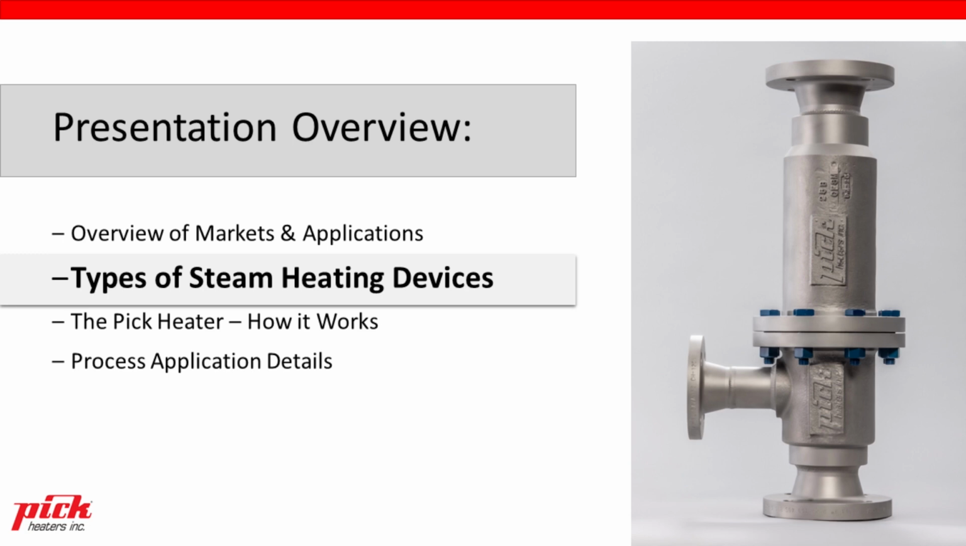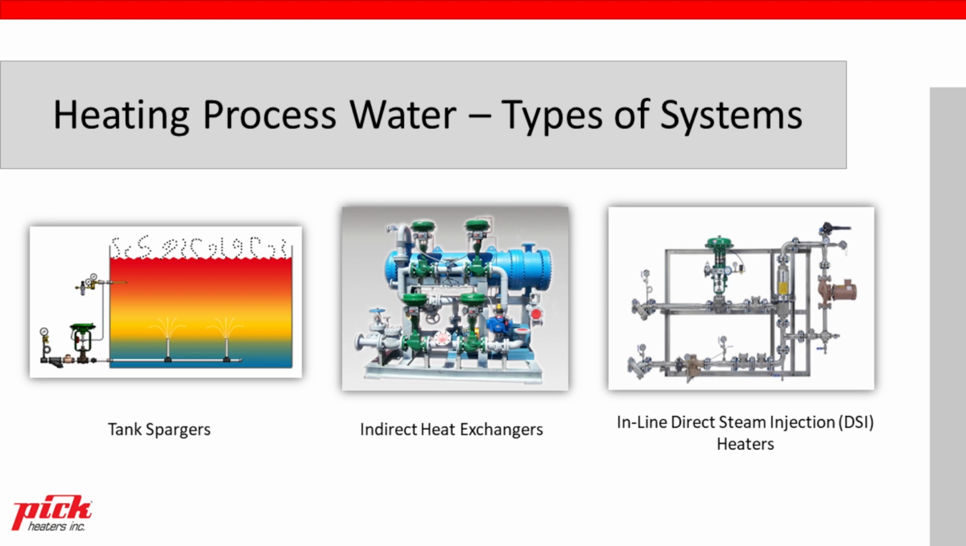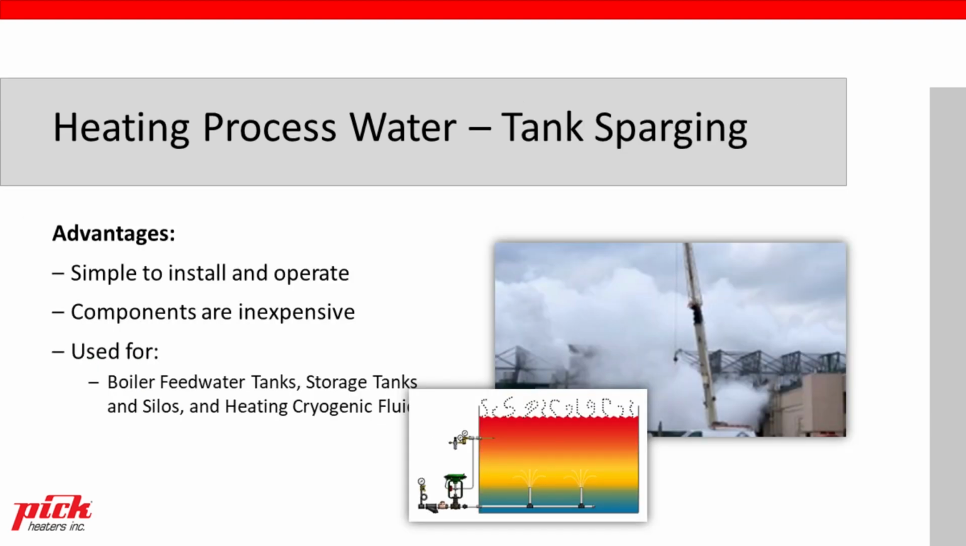Moving into the types of steam heating devices, we've put this into three different categories. We start with the simplest form, the form that I think of as the crudest form of steam injection, which is tank spargers, and they're used quite commonly. Then you have indirect heat exchangers, which can be both shell and tube and plate and frame or plate heat exchangers, and then inline direct steam injection or DSI heaters. So let's spend a little time talking about each one of those and go through the pros and cons of each.